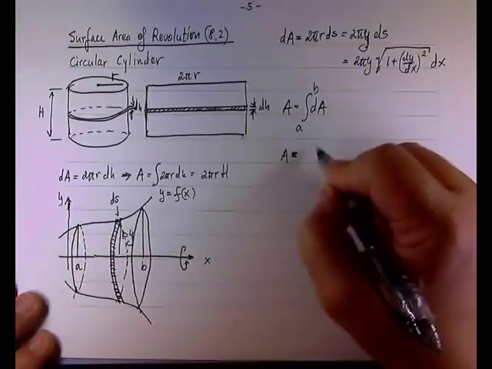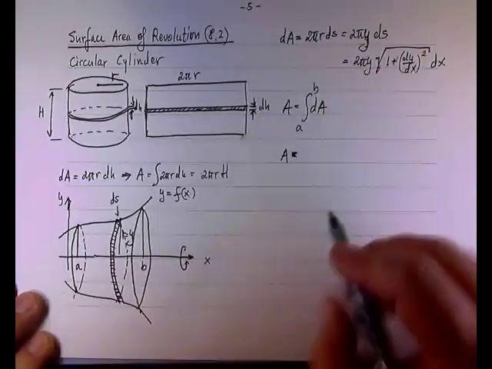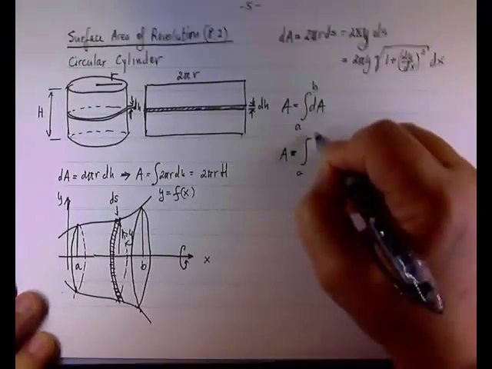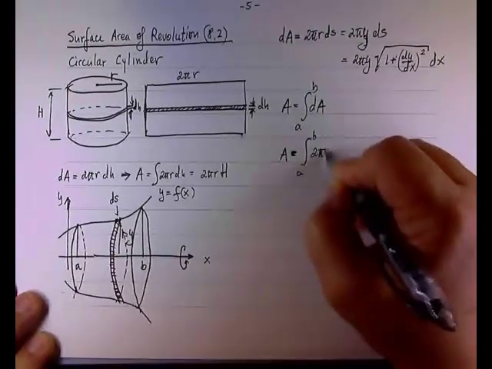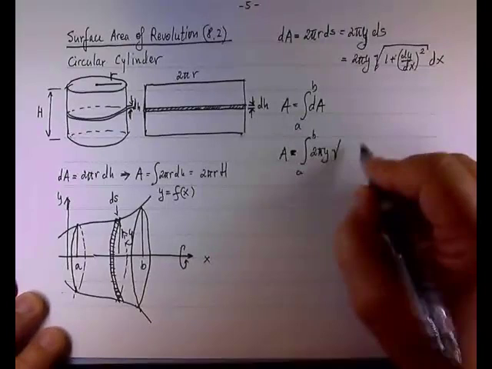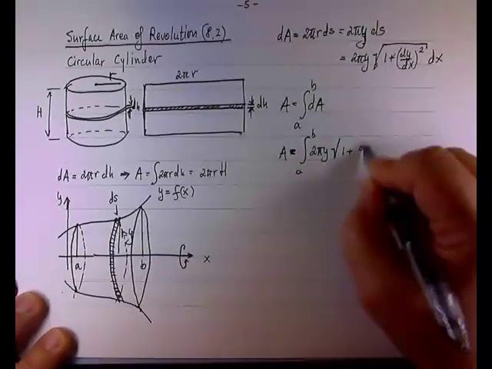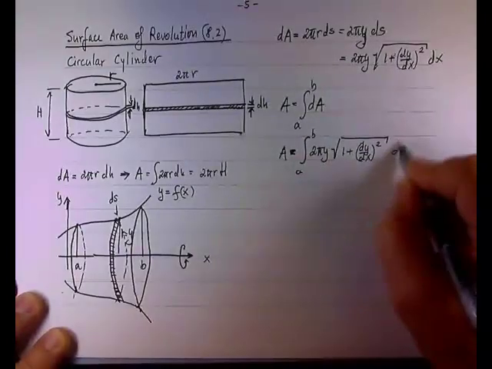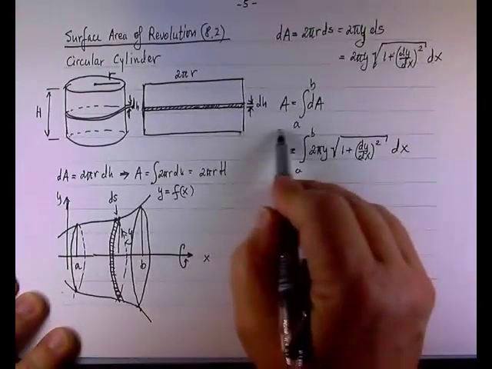All right, so here we come with the theorem. The surface area of revolution will be, and I can take the 2 pi out, or we can leave it for the time being, the integral from a to b of 2 pi y times the square root of 1 plus dy/dx squared, dx.